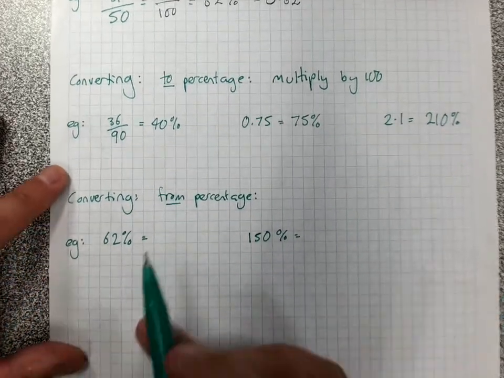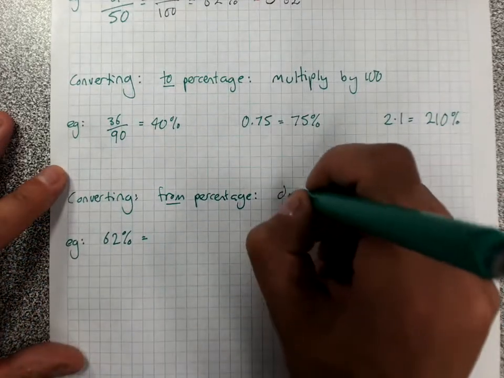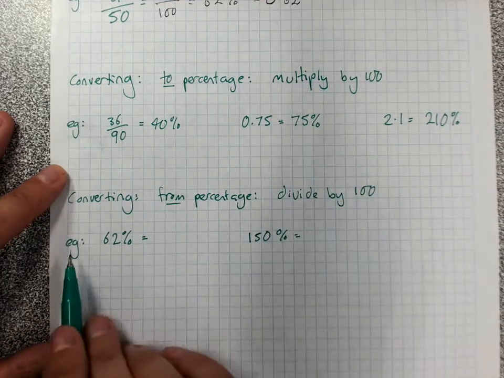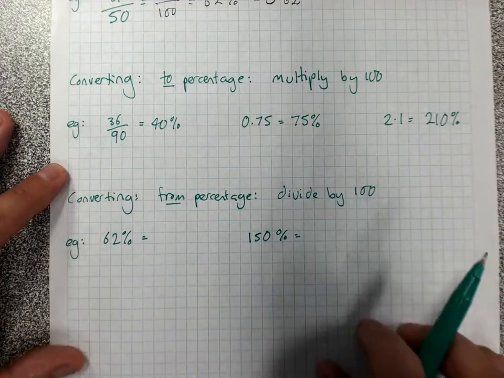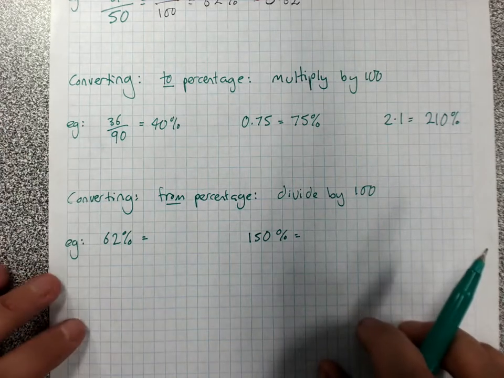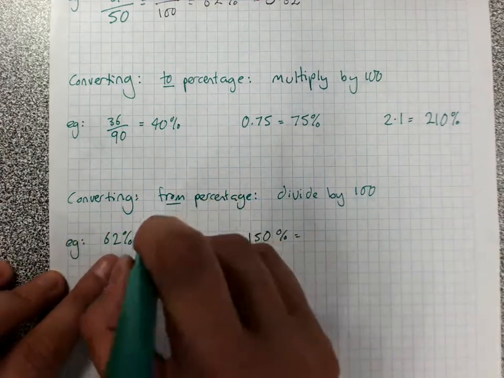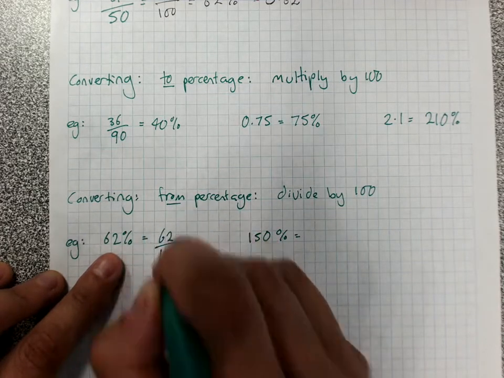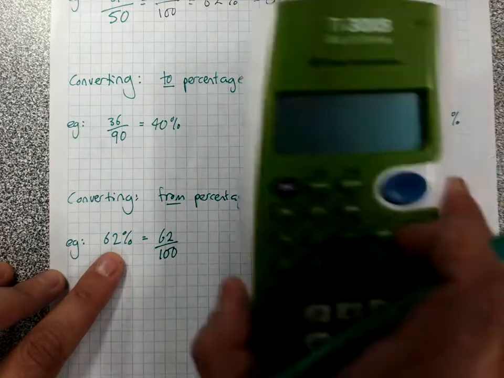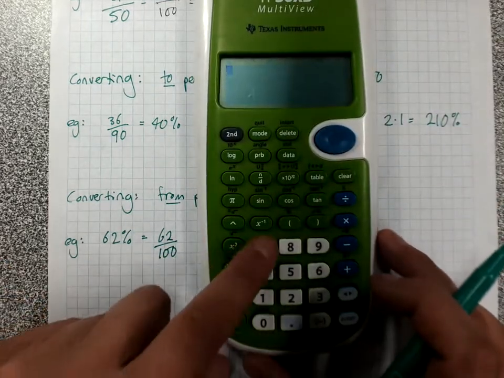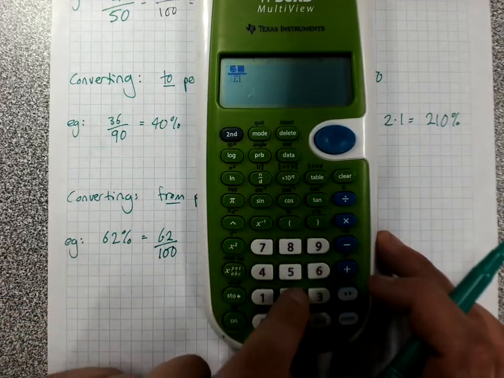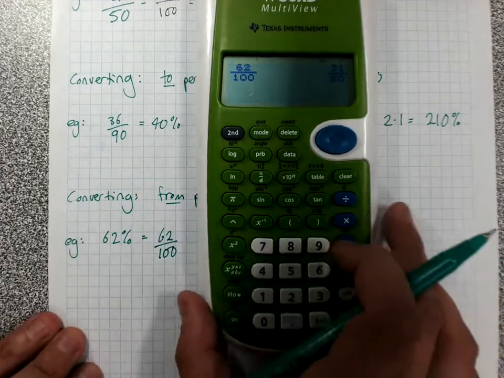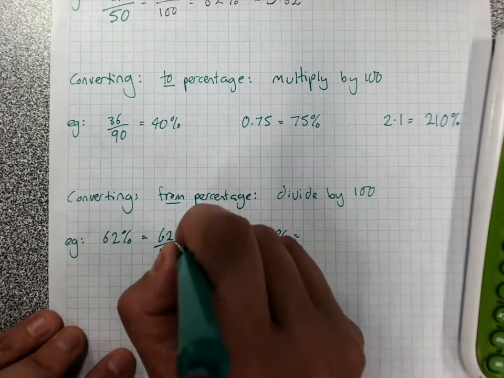If we're converting from a percentage, we divide by 100%. So, we've got two options. We might want to get it to a fraction or a decimal. If we wanted to get it to a fraction, 62 divided by 100 as a fraction, and then simplify. This is why it's easier to have your scientific calculator. 62 over 100, simplify it. It's 31 over 50, we knew that one.